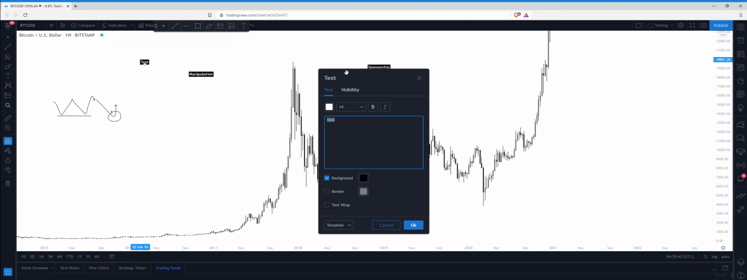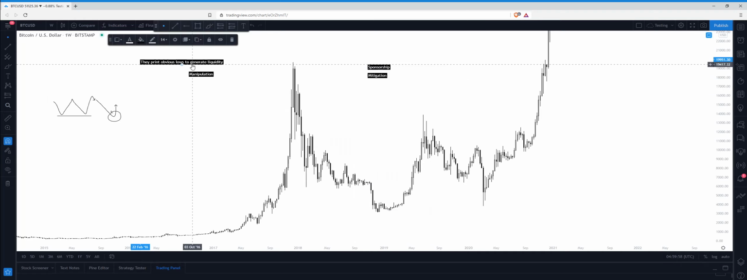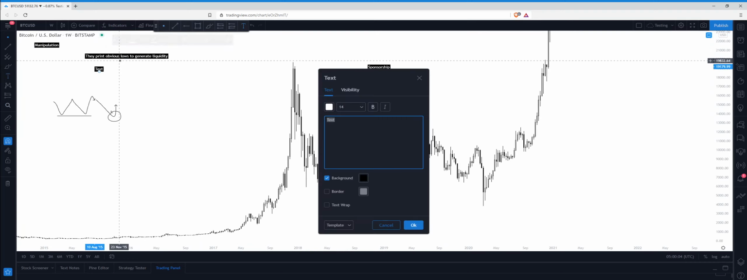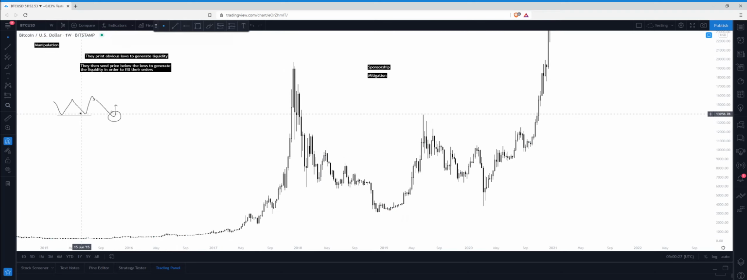So let's take this step by step. They print obvious lows to generate liquidity. Now this is obviously in a bullish example if they're trying to fill their long orders. Okay, this is manipulation. They then send price below the lows to generate the liquidity in order to fill their orders. Okay, which is exactly what we're seeing here.